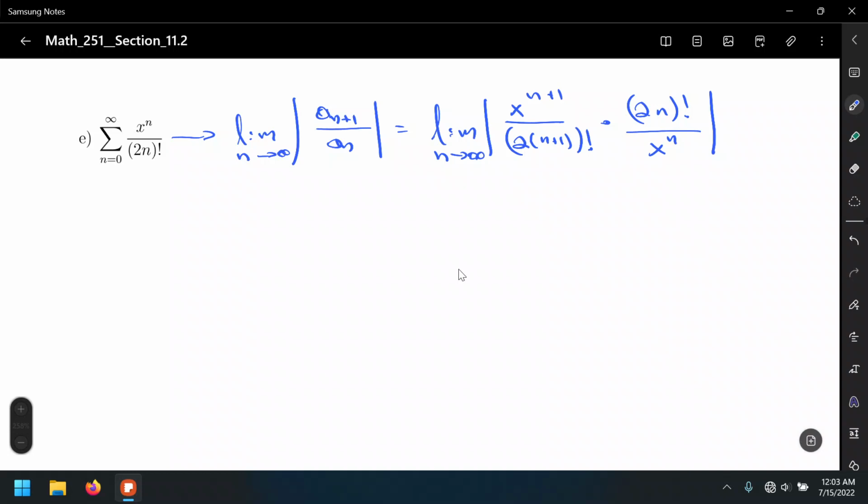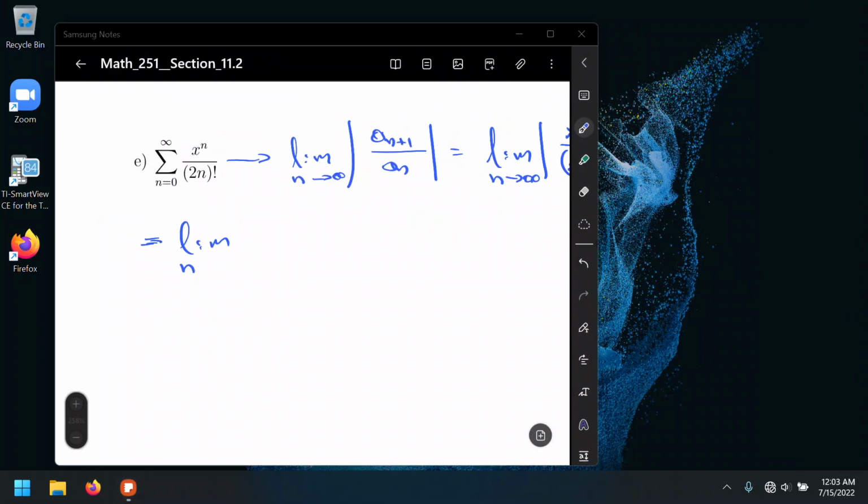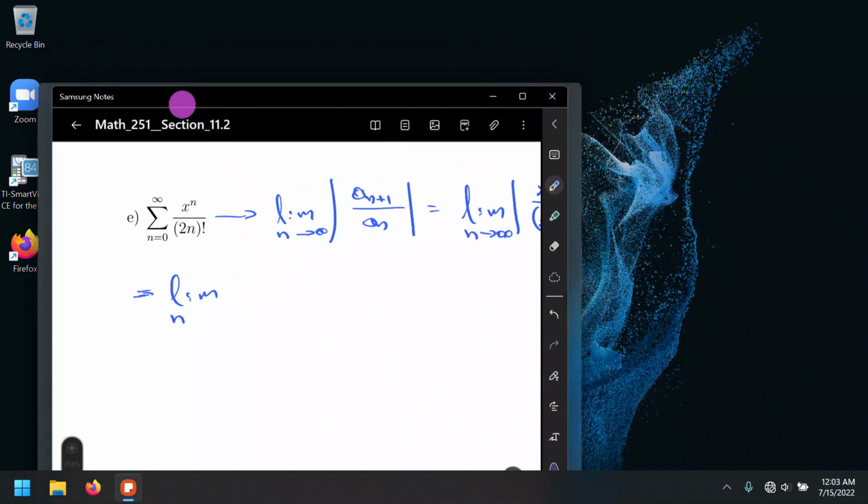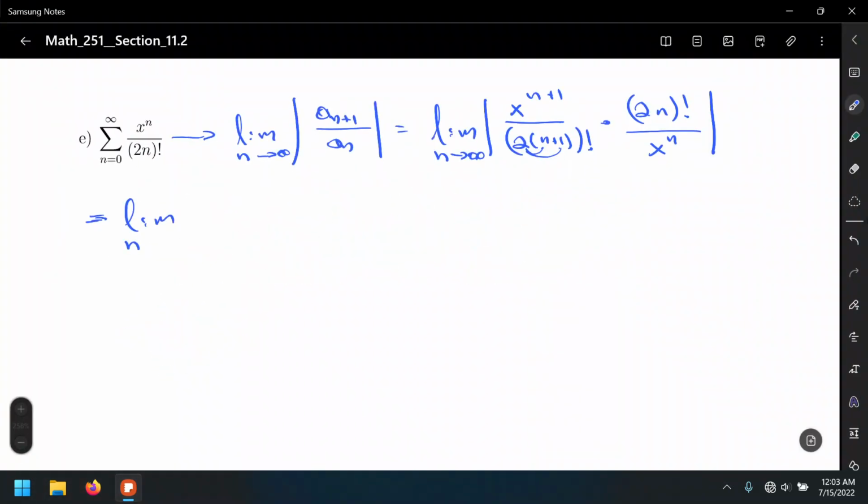Now from here, let's start simplifying this. Of course, distributing the 2 to n and the 2 over n and 1, that's going to give us the limit as n approaches infinity of the absolute value of x to the n plus 1, which is the same as x to the n times x to the first, over 2n plus 2, the whole thing factorial, times 2n factorial over x to the n.